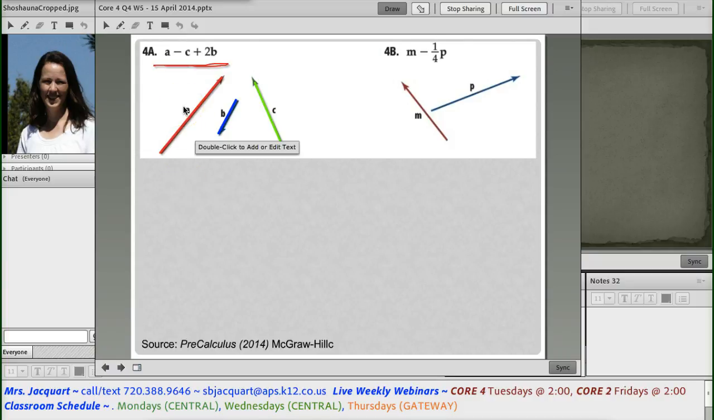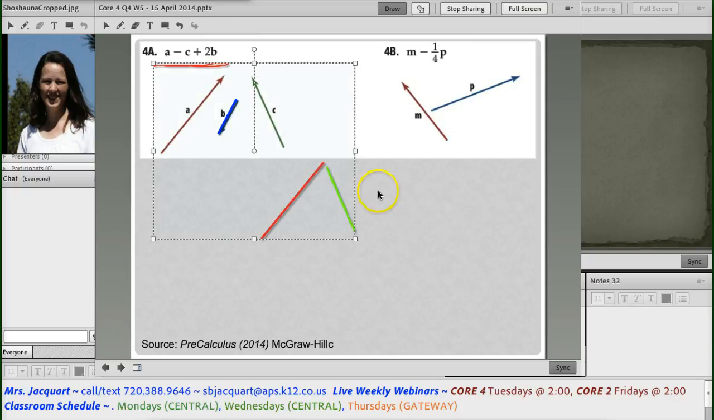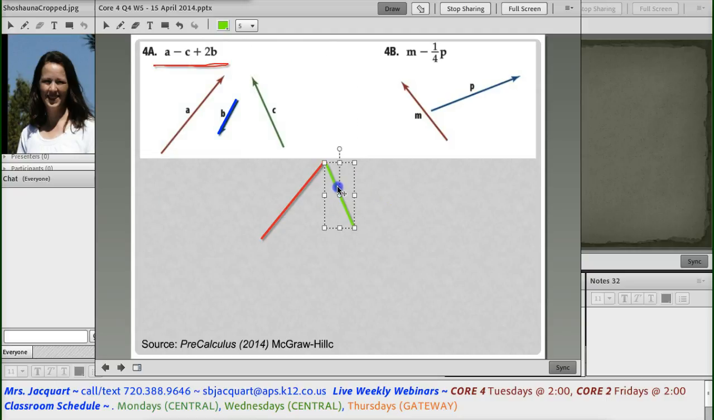A minus C plus 2B. What that means is we're going to take A, so let's start it. We're going to pretend there's an origin there. And we're going to do minus C, so we're actually going to go down, not up. And let's see if this will copy and paste. Nope, it won't. So what I need to do is I need to make that twice as long.